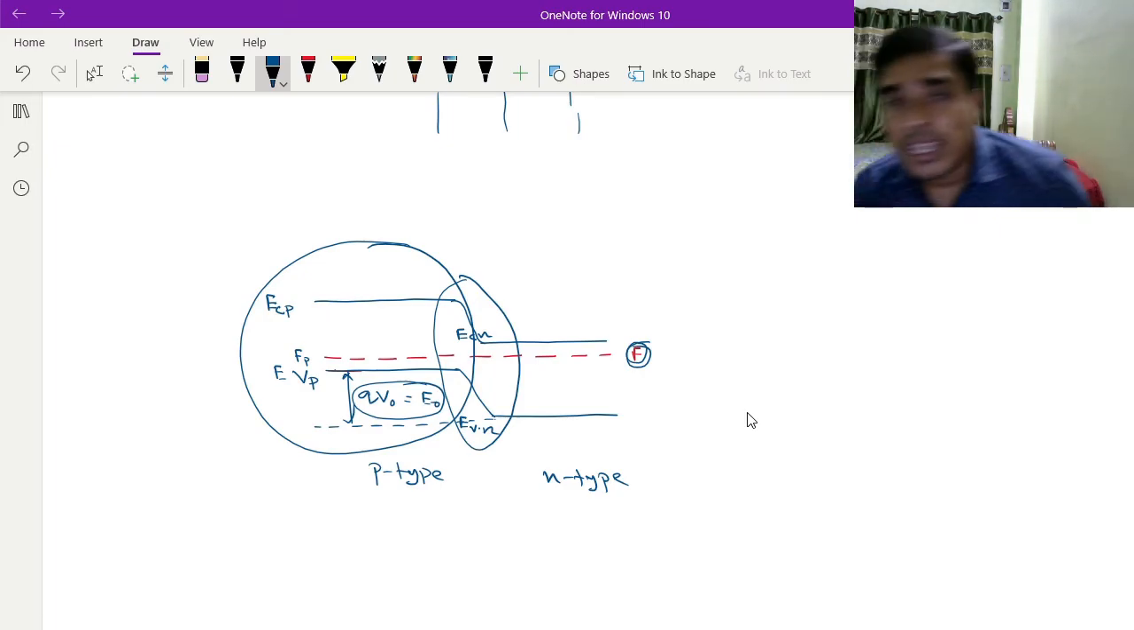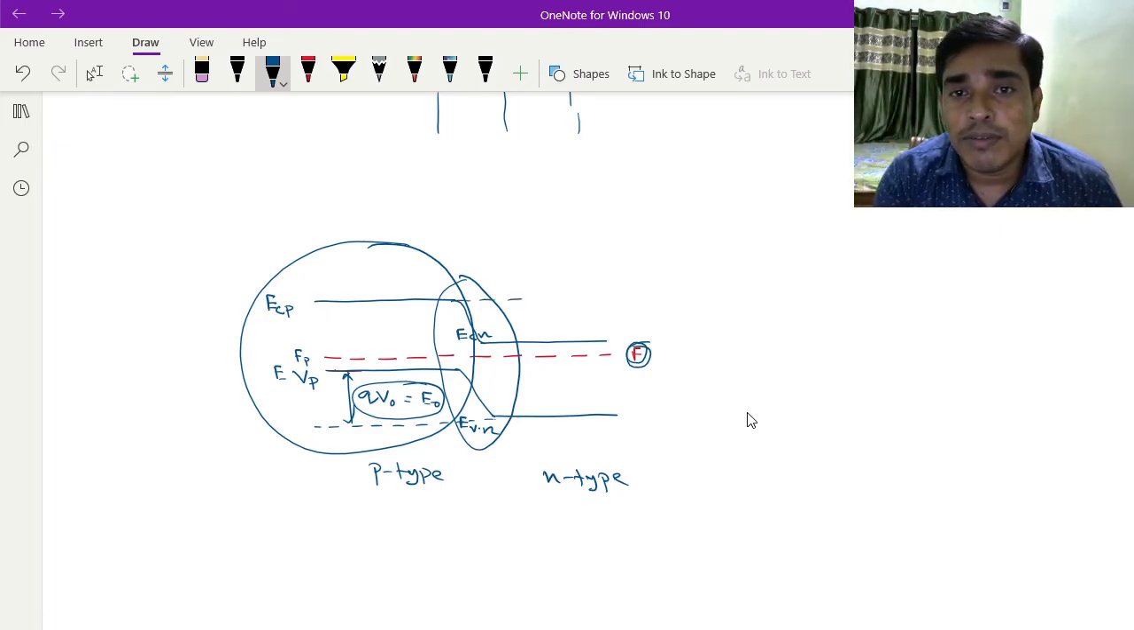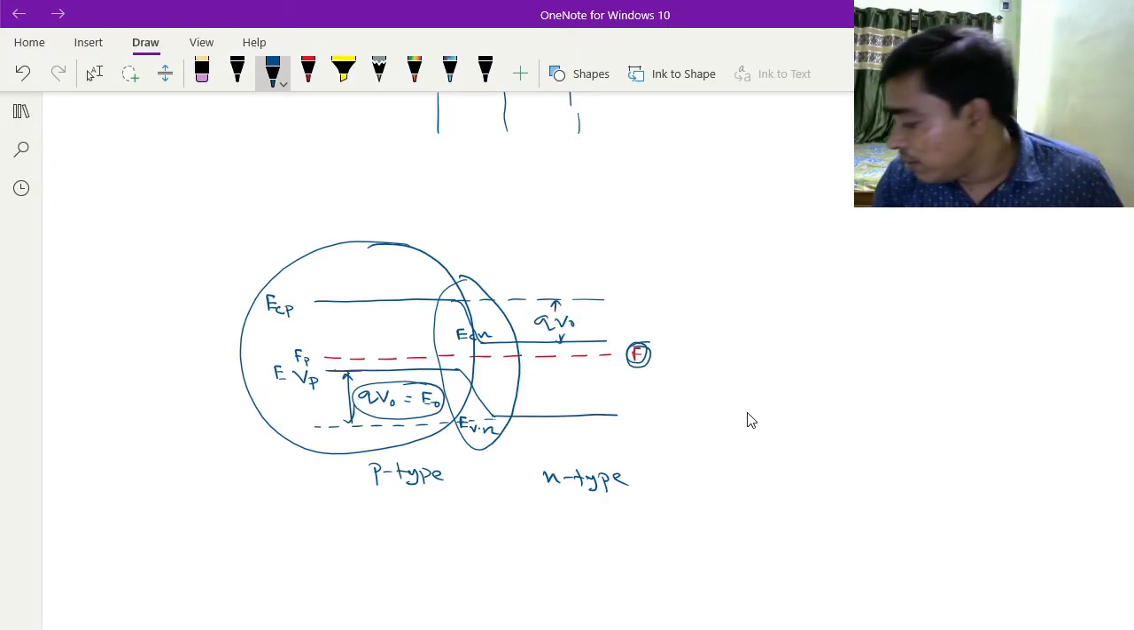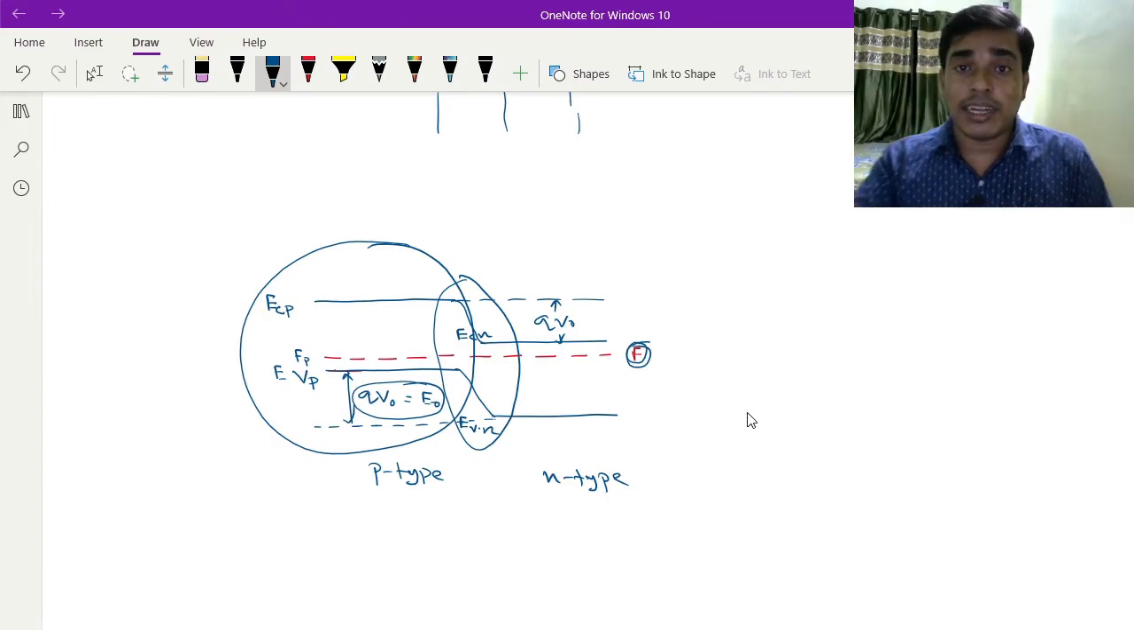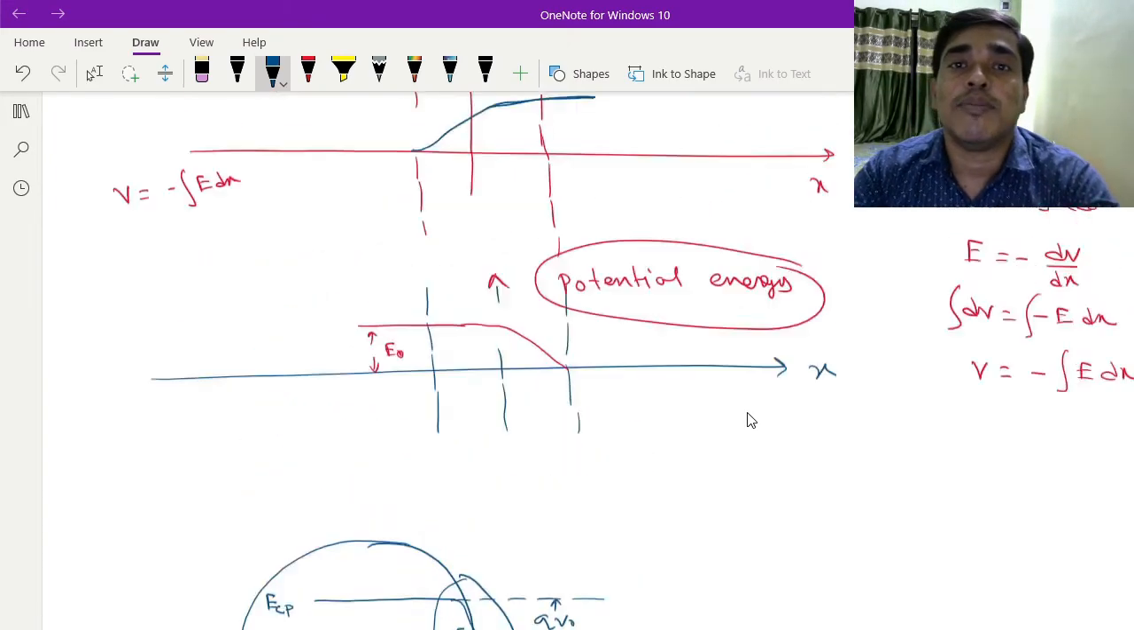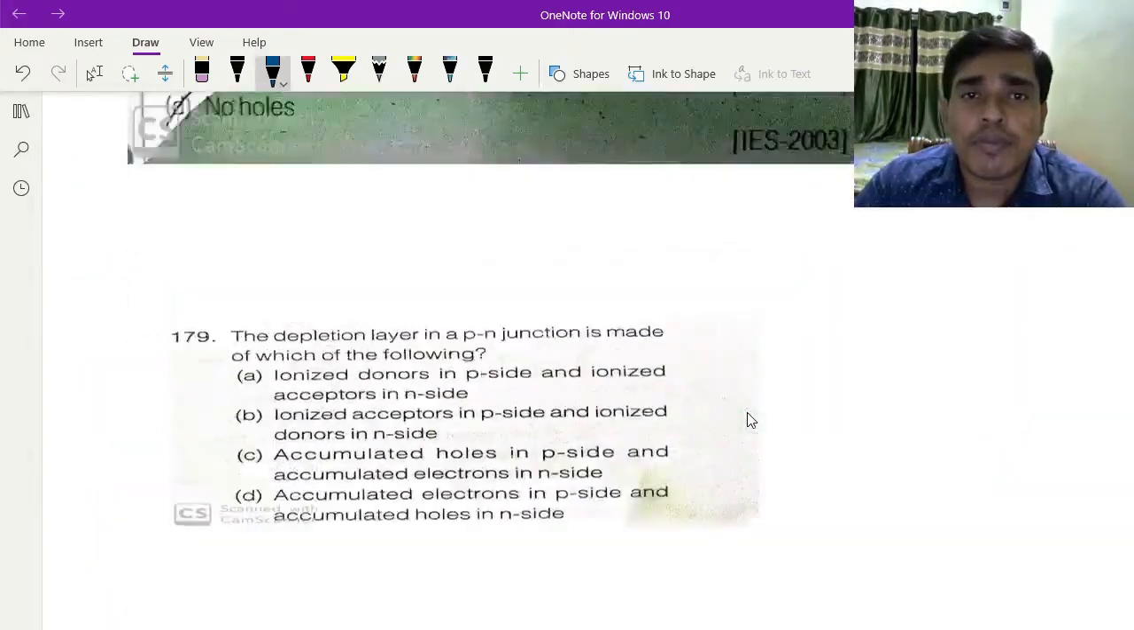v0, and this portion will be q v0. Okay, this is the potential barrier. This is called the potential barrier. Okay, so this is the diagram.